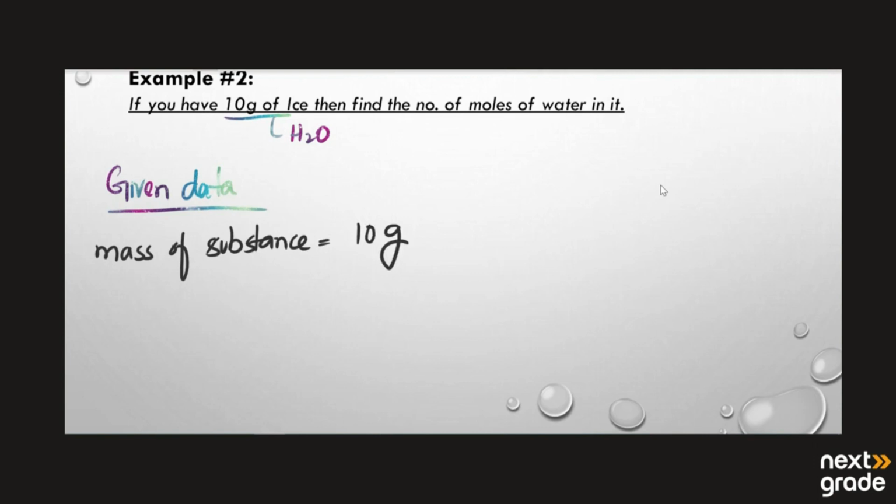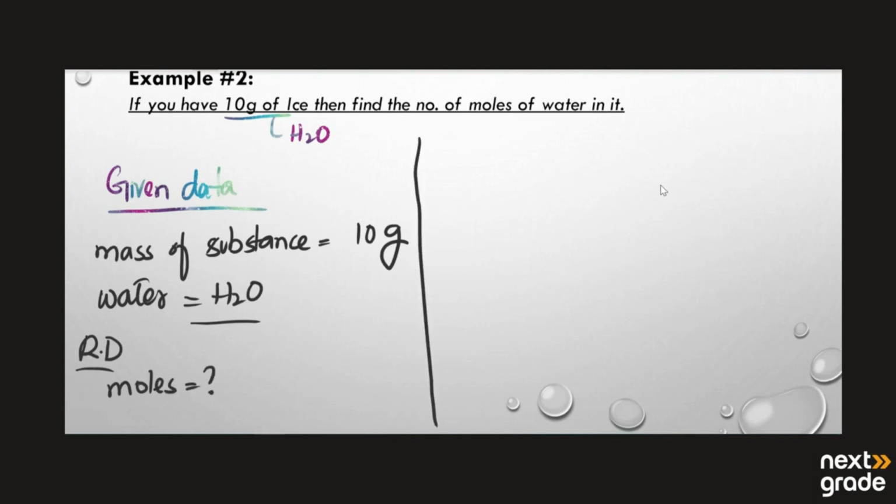And what is the substance? We have water, its formula is H2O. Now what do we have to find? The required data is the number of moles. We have to find the number of moles, so in the same way, applying the previous formula, we will find it. What is the formula we have?